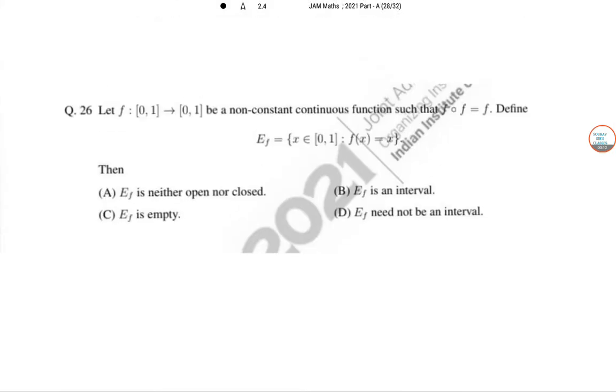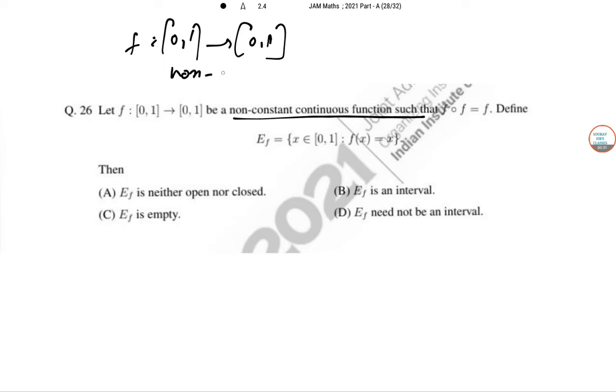Question 26 says: let f from [0,1] to [0,1] be a non-constant continuous function such that f of f is f. Define E(f). So we need to talk about the openness and closedness of the set. So f of [0,1] is giving you [0,1]. Here f is non-constant, f of f is f, and E(f) is this.